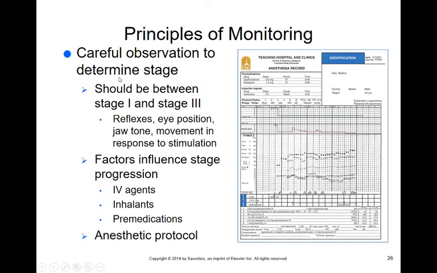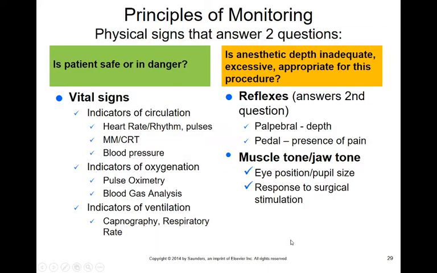So we want to look at stage 1, between stage 1 and stage 3, and plane 1 and plane 3. And we monitor that by what their reflexes are. Do they have a palpebral reflex? What is their eye position? Where's their jaw tone? And what is their movement in response to stimulation? Factors that influence stage progression are the IV agents, their inhalants, and the pre-medications. And like I said, we want to get from stage 1 to stage 3 as quickly as possible. So it's all going to depend on your anesthetic protocol.